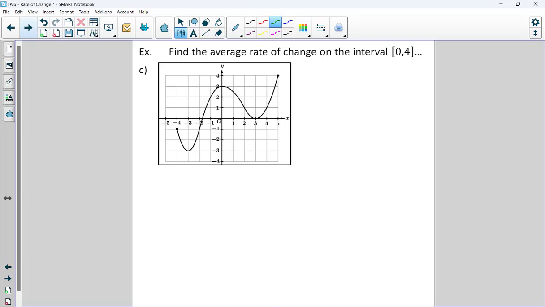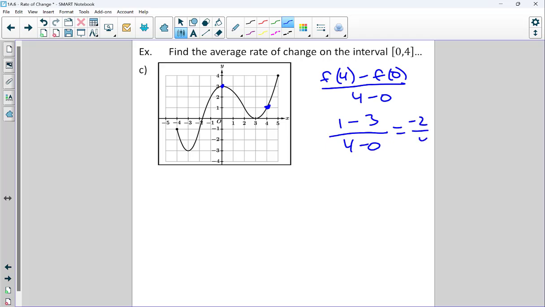And the third one, we're going to do average rate of change over the interval 0 to 4. So that'll be f of 4 minus f of 0 over 4 minus 0. This graph doesn't have a name to it, so f is perfectly fine as a placeholder. F of 4 is right here. That's going to be 1 minus f of 0, which is right here. That's going to be 3 over 4 minus 0. So we get negative 2 over 4 or negative 1 half.